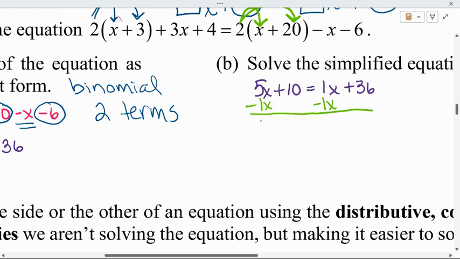So 5x minus 1x is 4x. So 4x plus 10 equals 36. Avery, what do you want to do next? Yeah, subtract the 10 from both sides. Good job. So let's see, that gives me 4x equals 36 minus 10 is 26. Okay. Last step, Daniel.